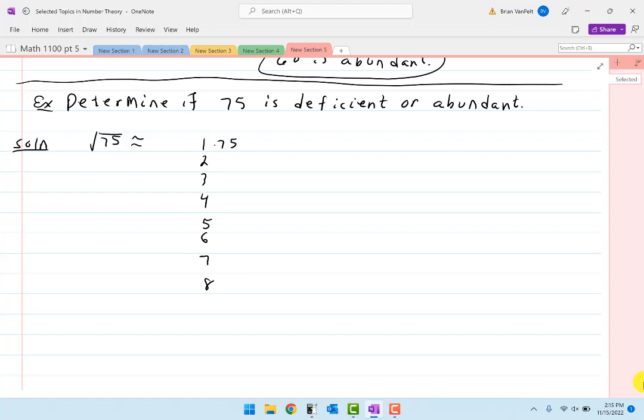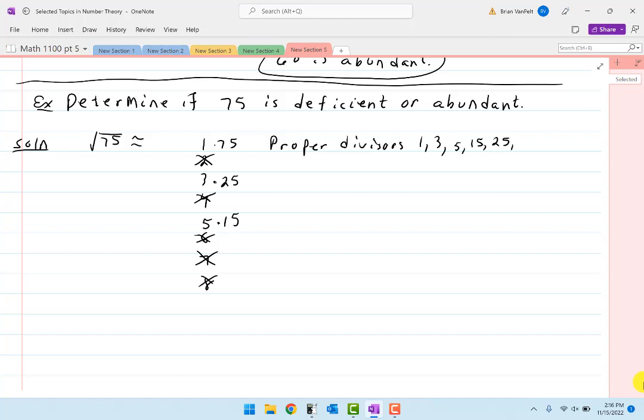1 times 75. No even number is going to go into 75, so I can take out all the even ones right off the bat. 3 goes into it 25 times, 5 goes into it 15 times, and 7 does not go into it. So my proper divisors, what do we have? We have 1, 3, 5, 15, 25, and that's it.